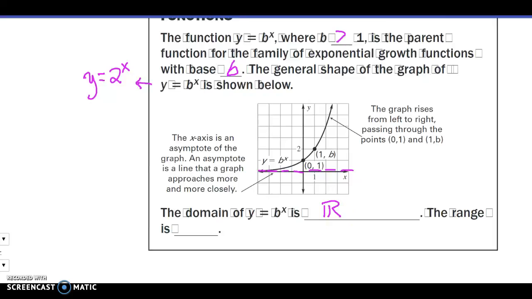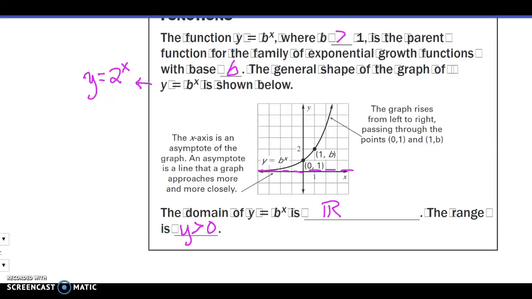You can think of that asymptote just like being a wall that the function can't get past. So therefore, since our asymptote is at the x-axis, the range of this function we can write as y is greater than 0. And you have to make a note of the fact that it's y is greater than 0, not y is greater than or equal to 0.